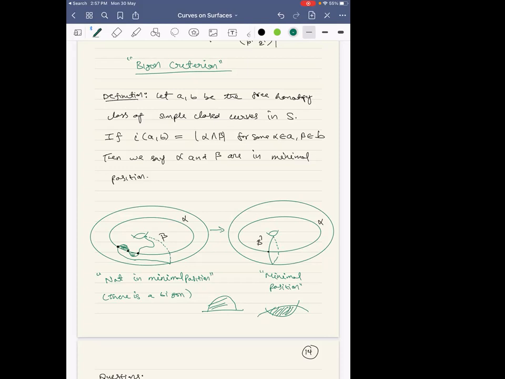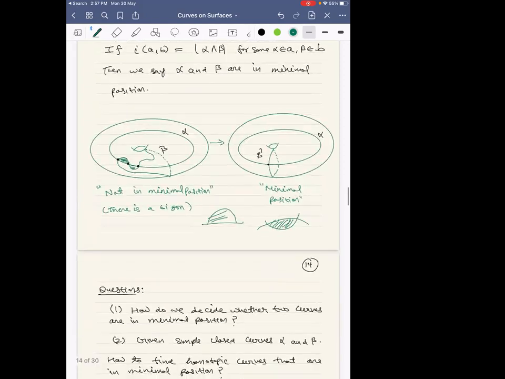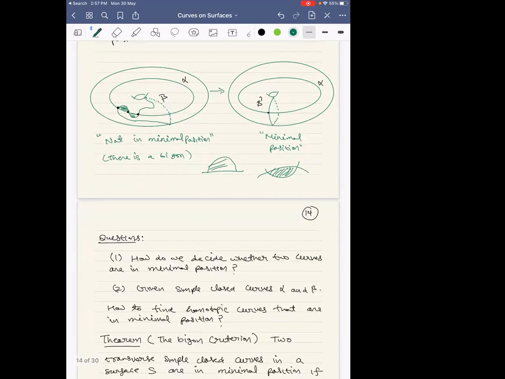The presence of bigons at least ensures to begin with that the curves are not in minimal position, right? So whenever there are bigons, there is a problem. You will have excess intersections. These are the questions you want to address.